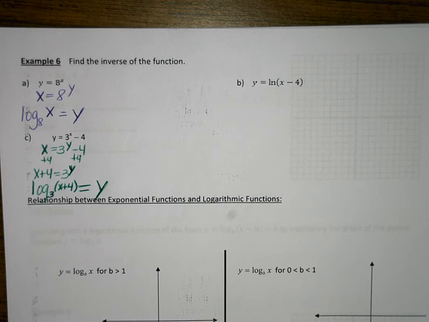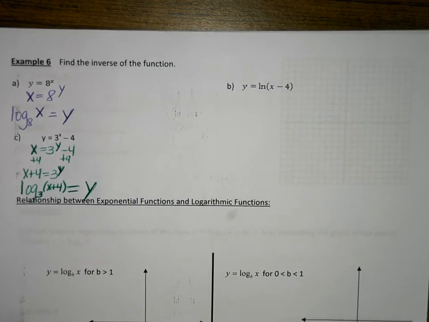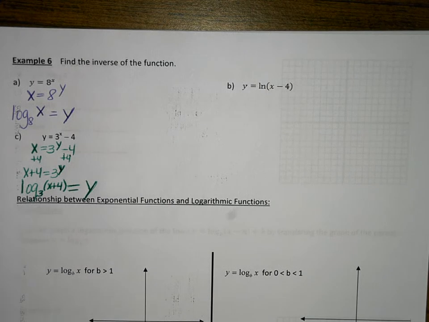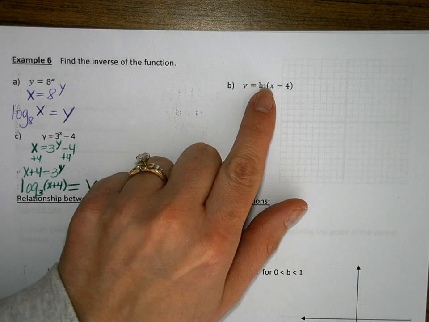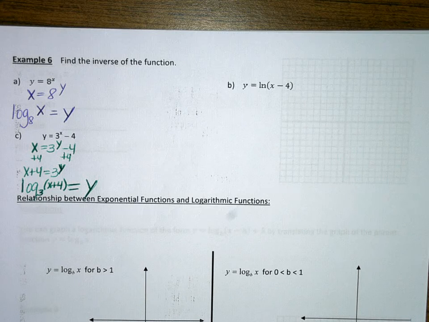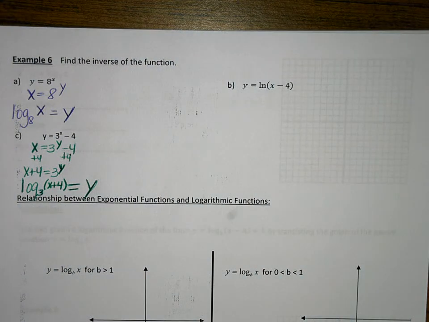All right, now let's take a look at B. What kind of function is this to start? It's a logarithmic function, because I've got a natural log in here. Now, if it's logarithmic, what will its inverse be? Exponential. So when I'm done with the inverse, where should the x be?